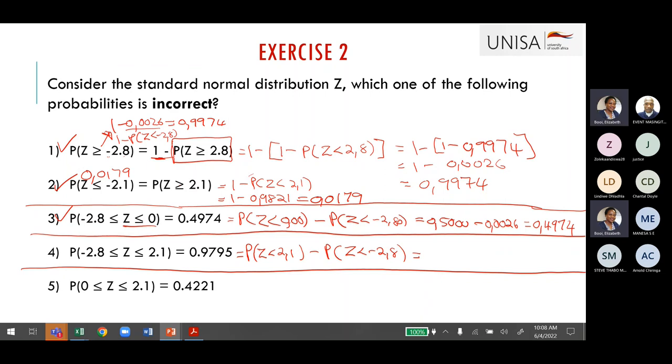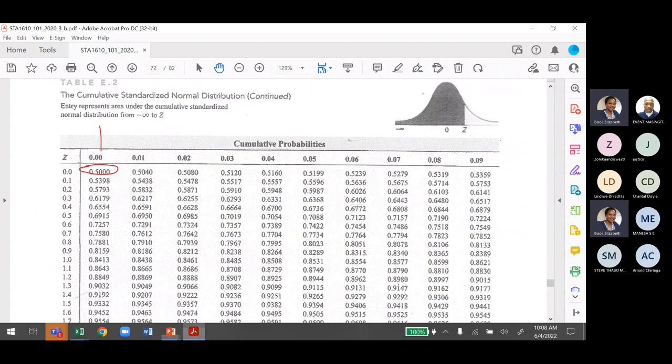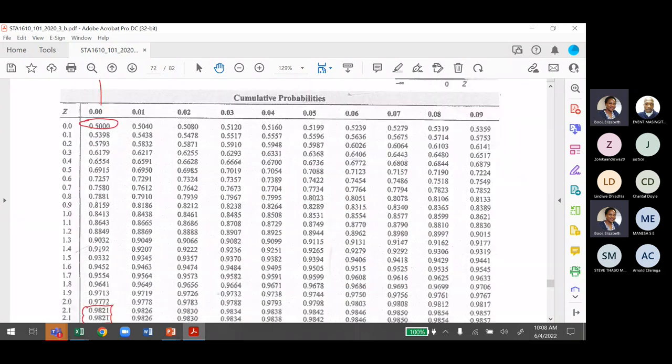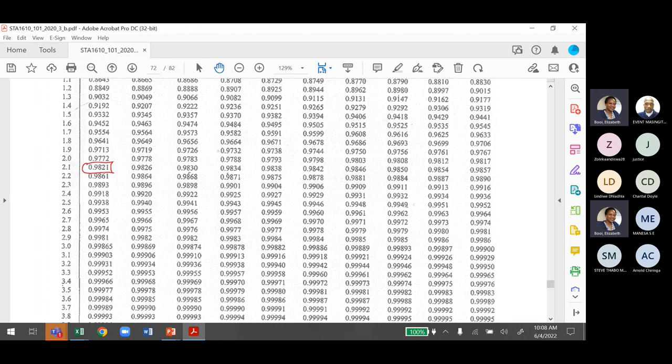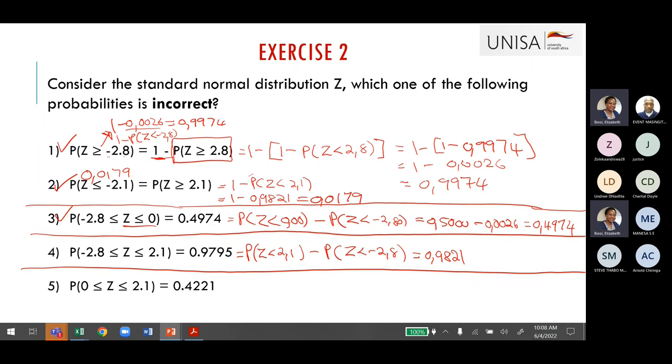Because this was less than 2.1 and it's positive, we did find that was 0.9821. Otherwise, you can go to the table, look up 2.1, and find that it is 0.9821. Or you can just rely on the information you used previously. Minus, and we did find this, I'm not going to go to the table. We said it was 0.0026, and that equals 0.9821 minus 0.0026 equals 0.9795, which is correct.